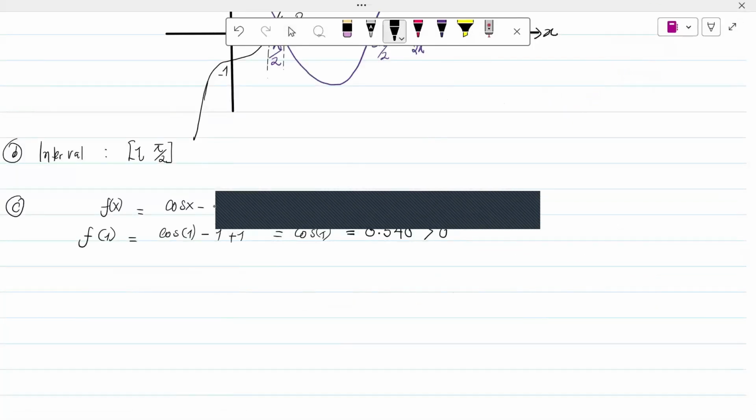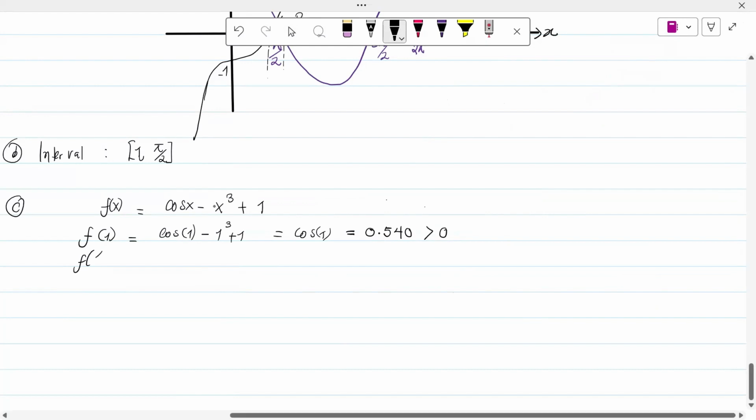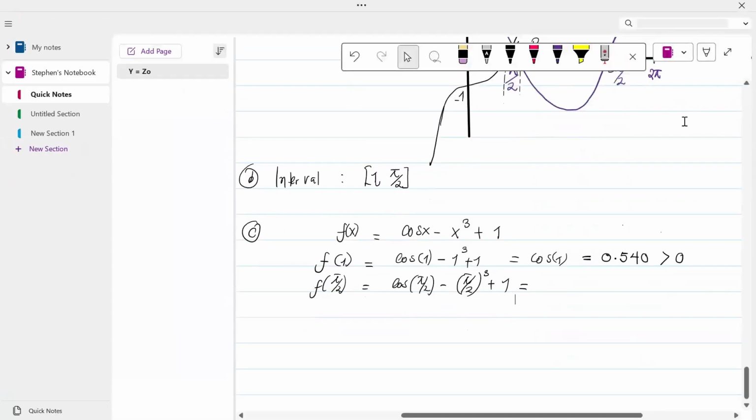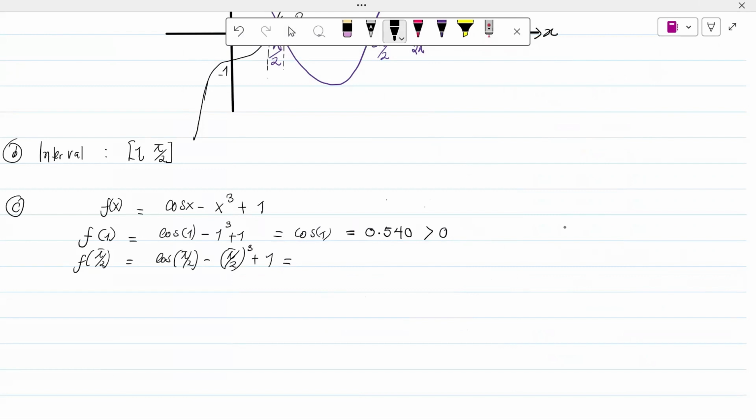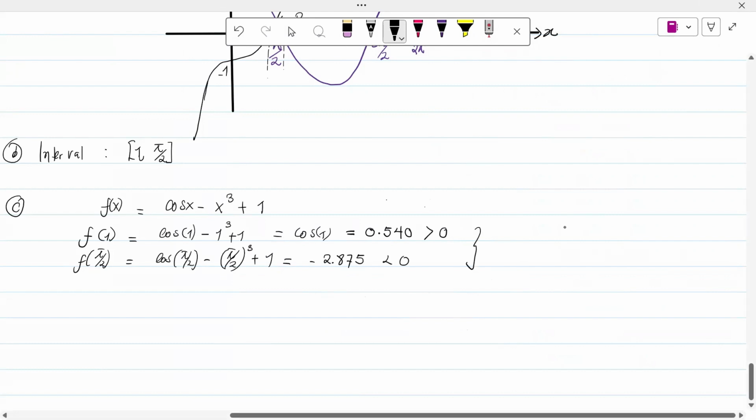Now let's also find f of pi over 2. This is equal to cosine of pi over 2 minus pi over 2 cubed plus 1. How much is this? Negative 2.875. What I'm interested in is just the sign, and this is less than 0. So as you can see, there's a sign change. This is positive, this is negative, meaning that the root exists in that interval.